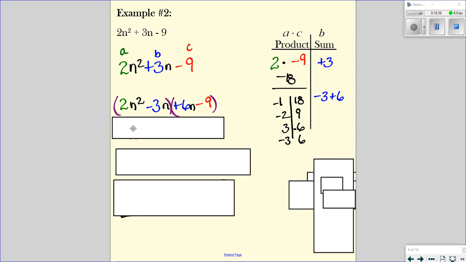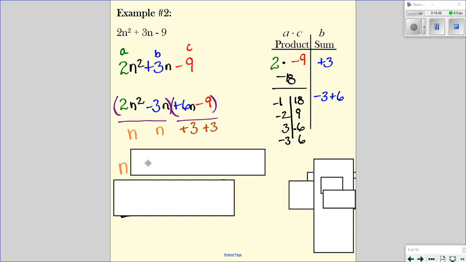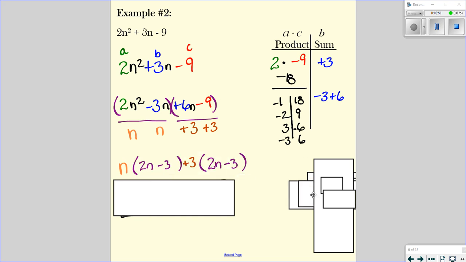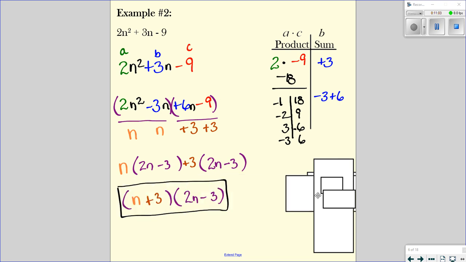All right, so now find the GCF for each binomial group. First one is n, the other one is 3, and then bring it down and divide. And I got 2n minus 3, and then the other one 2n minus 3. And since we have the same binomial group, they are going to be together, and then the GCF n plus 3 in its own separate group.